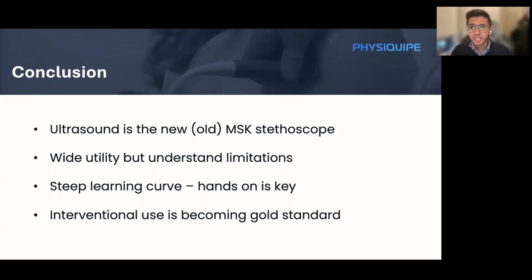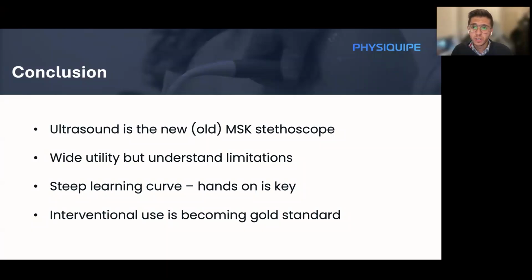Massive utility. So even interventional and muscle injuries, we've not even touched upon that, but there are some limitations, particularly when it comes to bone injuries and intra-articular imaging. We need an MRI scan for that. It's a really steep learning curve. So I've been using ultrasound for about 3-4 years now. I formally did my PG cert last year, but actually I'm still learning every day.